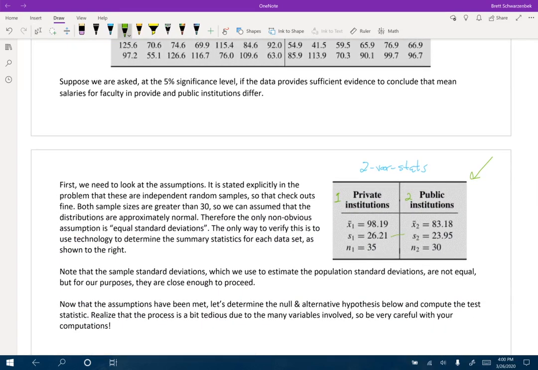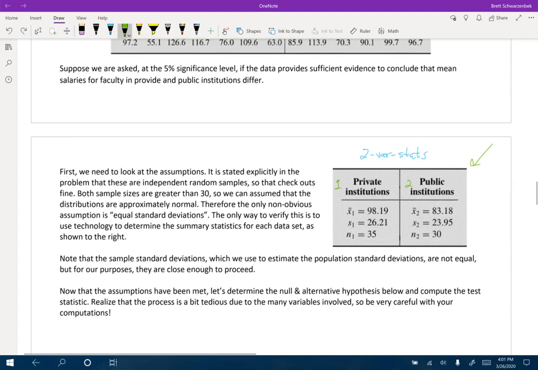So here's your first chance at this. If you look at these two standard deviations right here, 26.21 and 23.95, these are, in statistical thought processes, similar. They are not equal, but they are close enough. When we mean not equal, we mean significantly different. These are close enough for us to say, okay, we can now use the equal standard deviation process called a pooled t-test.